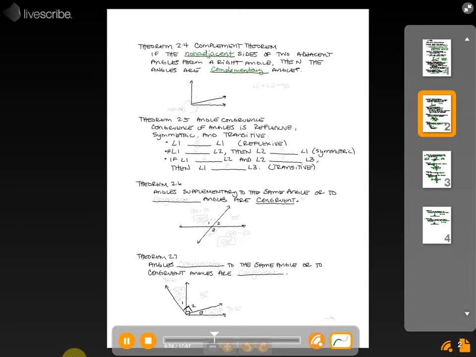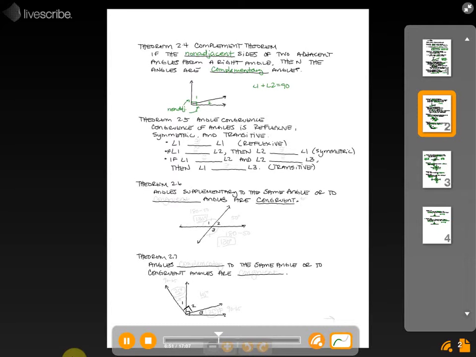So if we're going to look at our picture here, we've got two adjacent angles. Notice they share this side. They share a side here. And the non-adjacent sides, I'm going to write non-ADJ for non-adjacent. Those two sides, they make a right angle. Then these two angles, angle 1 and angle 2, are complementary, which means angle 1 plus angle 2 equals 90. That's what this theorem says.